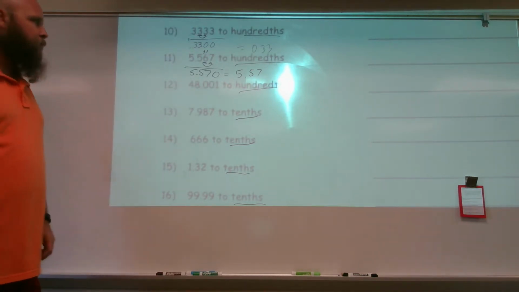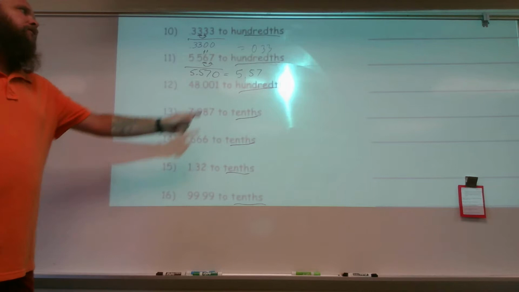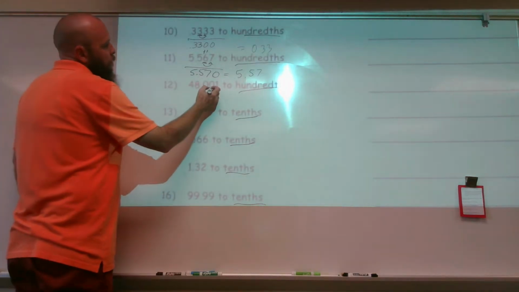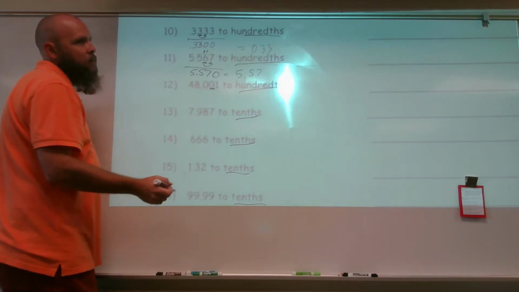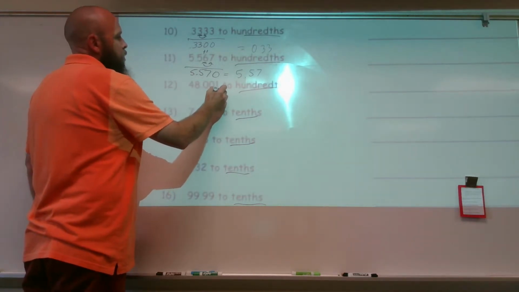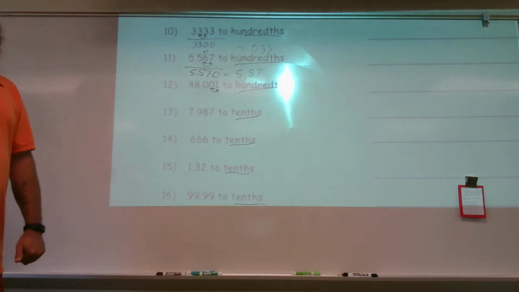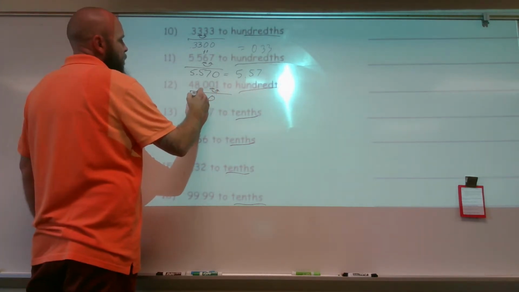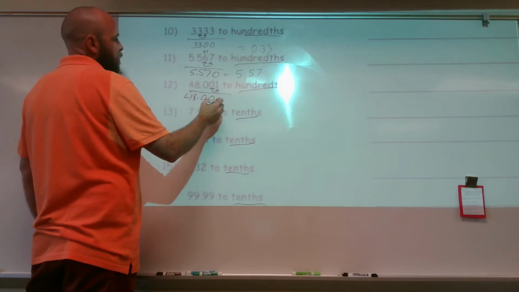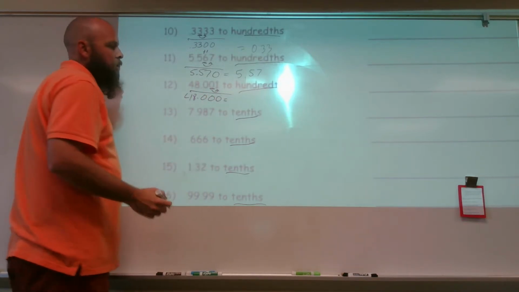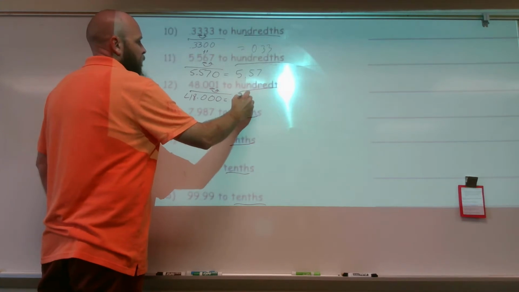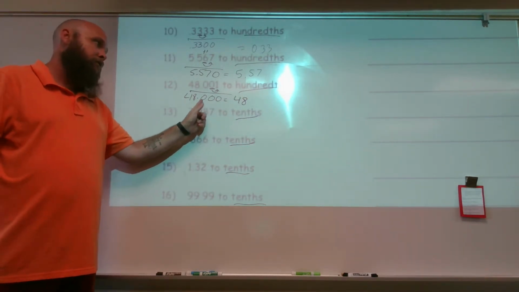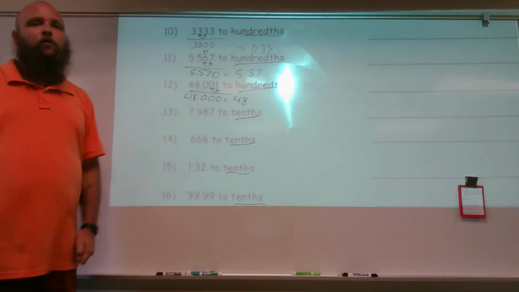Rounding this to the hundredths. 48 and 1 thousandth. Our hundredths place is this 0 here. Find your number. Look next door. Next door we have a 1. That's not 5 or greater, so we don't add one more. Numbers in front stay the same. Numbers behind 0 is your name. So that's actually going to round to 48, because 48 and 0 thousandths or 0 hundredths or 0 tenths just rounds to 48.